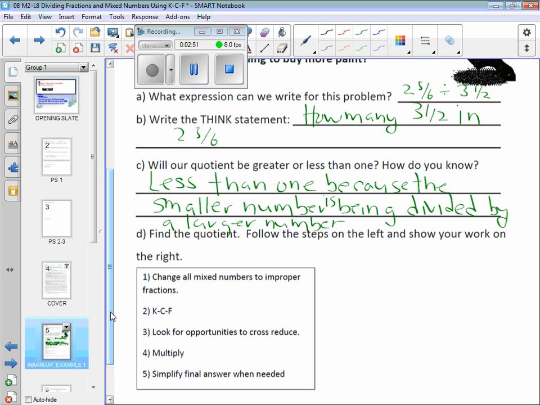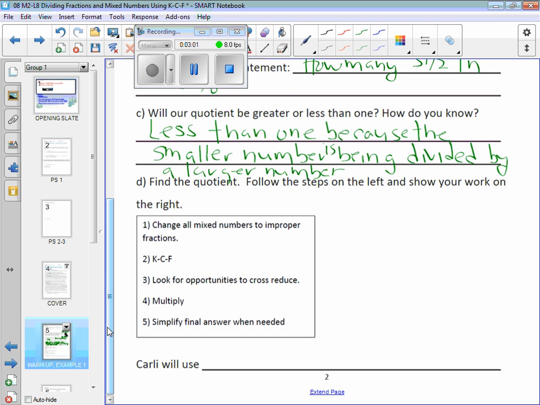All right, no more modeling. We're going to go right to KCF. But I'm going to show you how to do something called cross-reducing, which makes it a lot easier if you can do it. Follow the steps I've outlined. It does help you. Start by writing the original problem, which was 2 5/6 divided by 3.5.